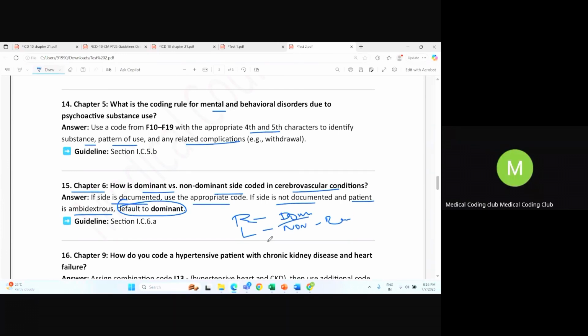If only laterality is mentioned, the doctor says the patient got affected on the left side of the body, and that information is this much only, then as per the default coding guideline, for the left side you will code non-dominant, and for the right side dominant. But if the doctor says the patient got affected on the left side, and the left side was dominant for him, then you should code dominant.